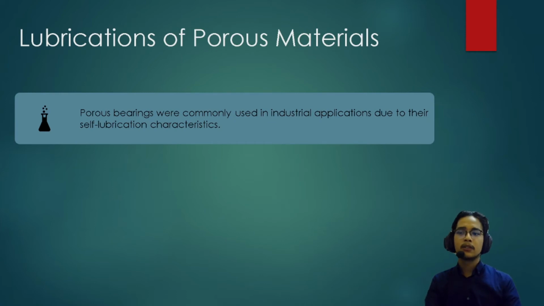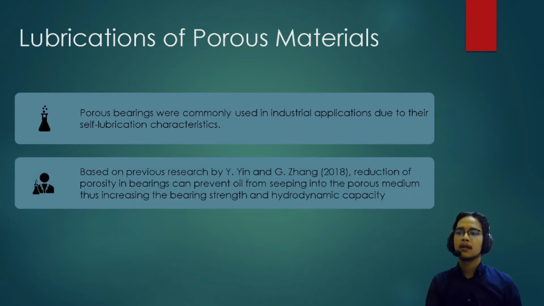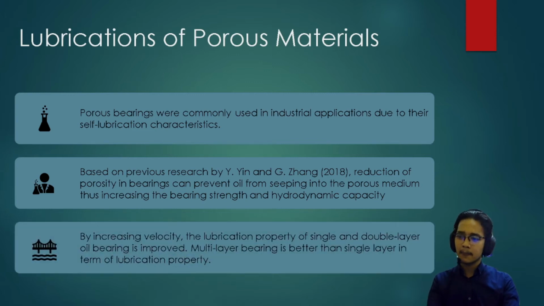Porous bearings were commonly used in industrial applications due to their self-lubrication characteristics. Based on previous research by Yin and Zhang in 2018, the reduction of porosity in bearings can prevent oil from seeping into the porous medium, thus increasing the bearing strength and hydrodynamic capacity. Besides that, by increasing the velocity, the lubrication property of single and double layer oil bearing can be improved.